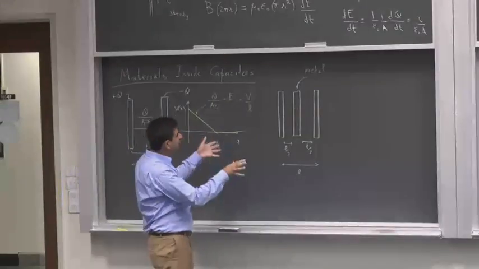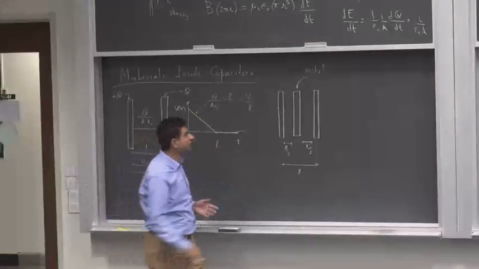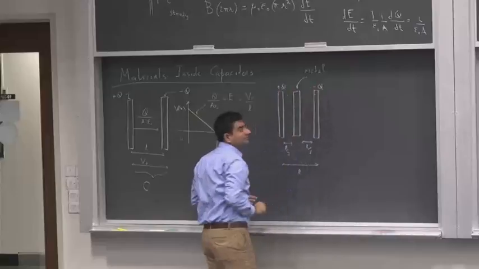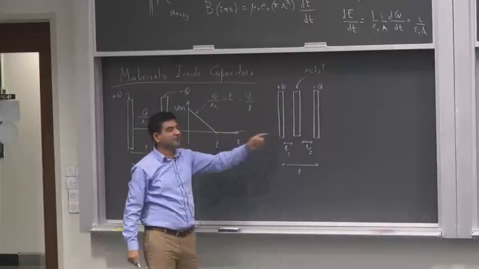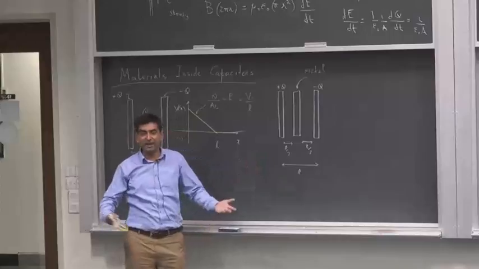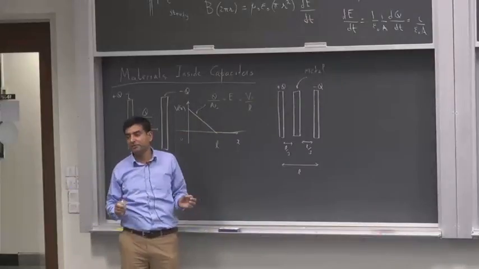Now this is an isolated capacitor, so the charge on these plates cannot run off anyway, it cannot leave. So the charge here remains plus Q, the charge here remains minus Q. Now what's going to happen to this? Will it acquire any charge? No, it's a neutral metal plate, so it has to remain neutral. The charge cannot fly off anywhere.